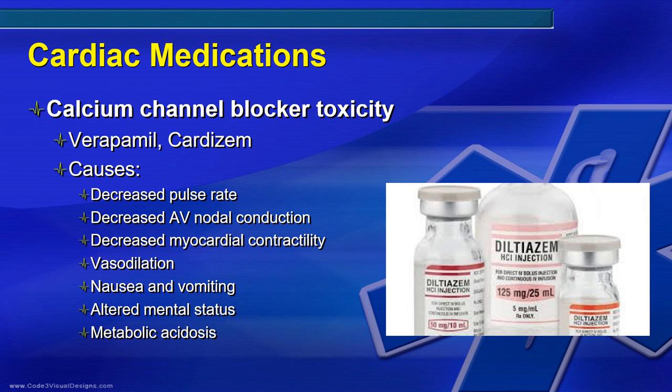IV calcium chloride or calcium gluconate is the initial treatment of calcium channel blocker toxicity, and IV glucagon may improve both the pulse rate and the myocardial contractility. Standard crystalloid infusions of 20 milliliters per kilogram may assist with hypotension, and recommended vasopressors after fluid resuscitation include norepinephrine and dopamine.